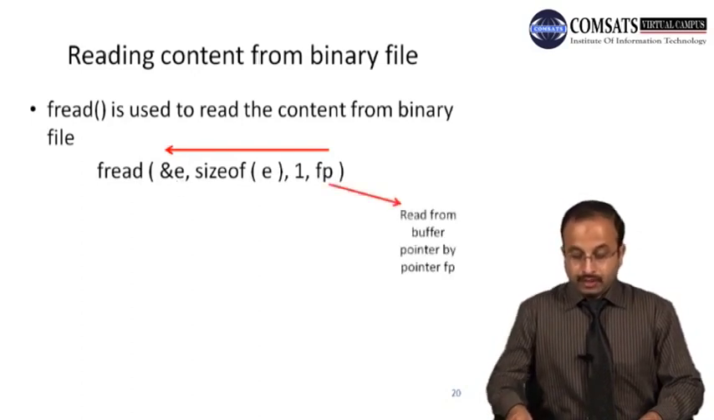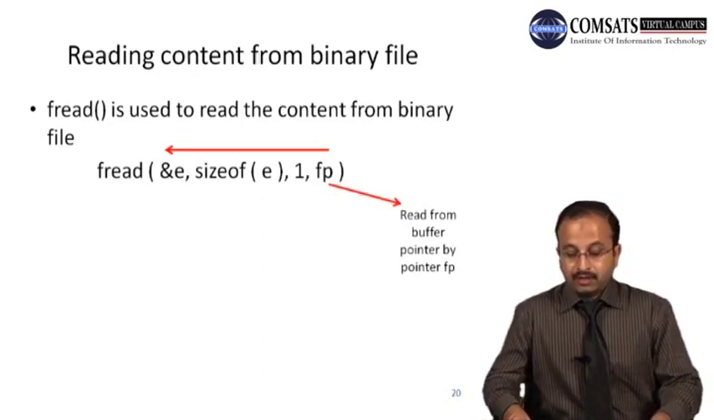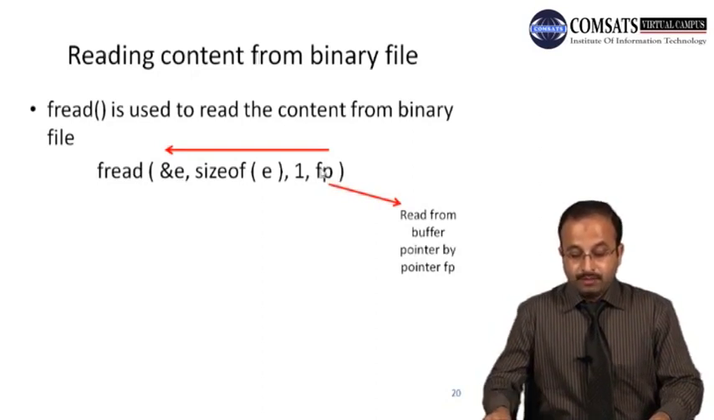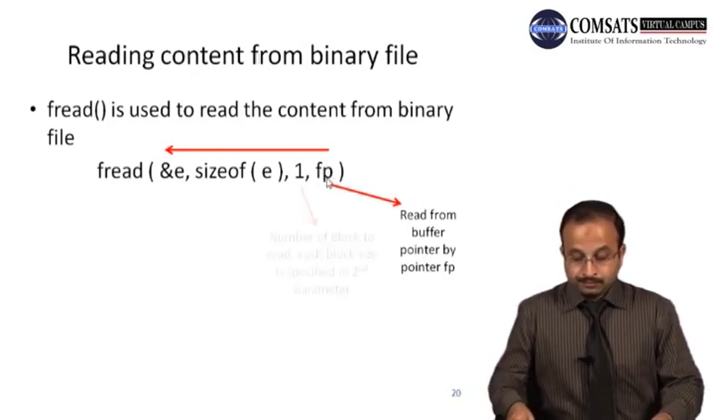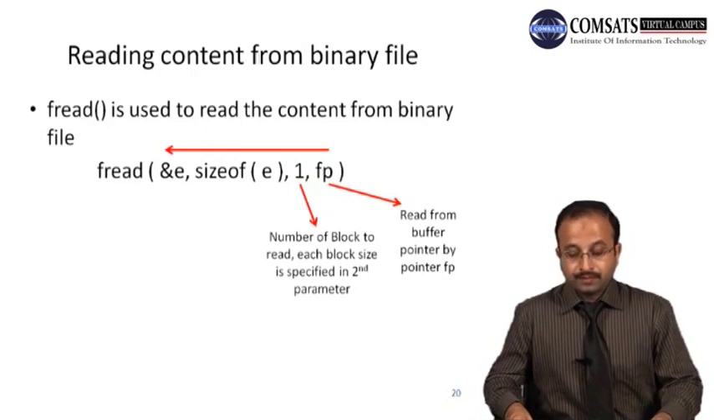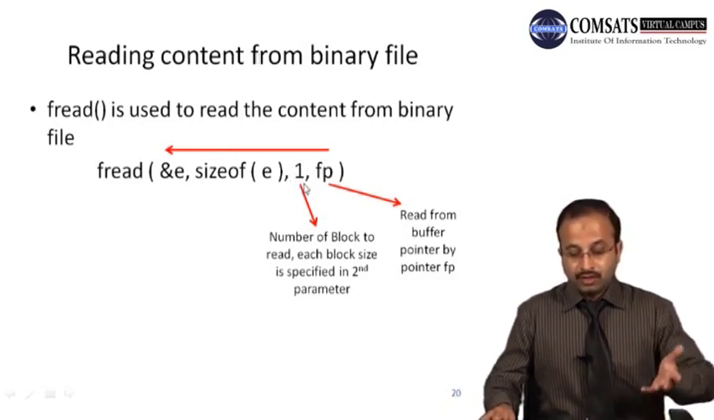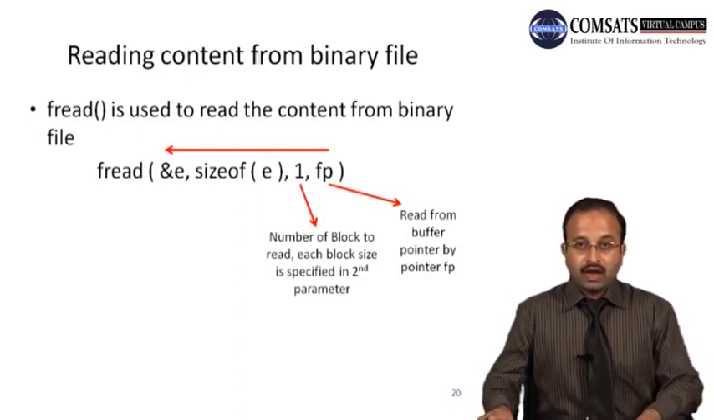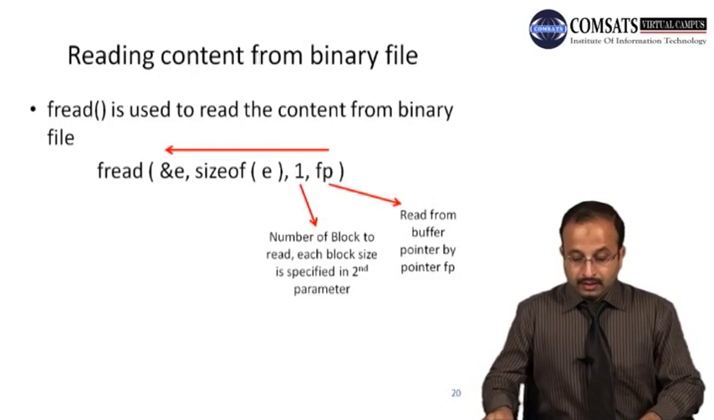So fread reads from the buffer pointed to by the pointer fp. The fread function will read the content from this buffer. The number of blocks to read is specified by the third parameter, and each block size is specified in the second parameter. कितने blocks read करने हैं? 1 block read करना है. Usually 1 ही लिखा जाता है, but we can write 2 as well. I will tell you in which situation we have to write 2 or 3 or 4. So the third parameter specifies the number of blocks to read.